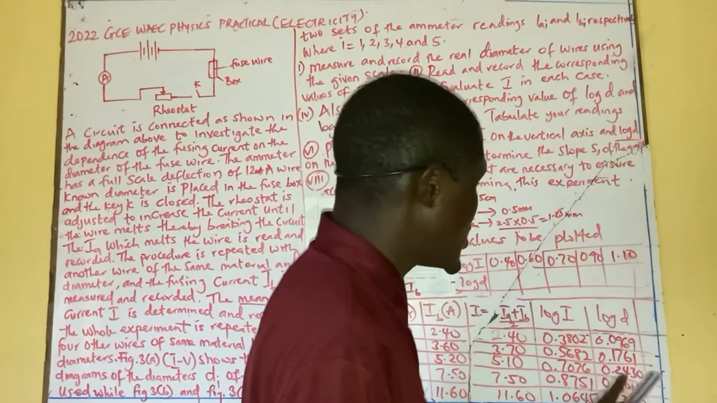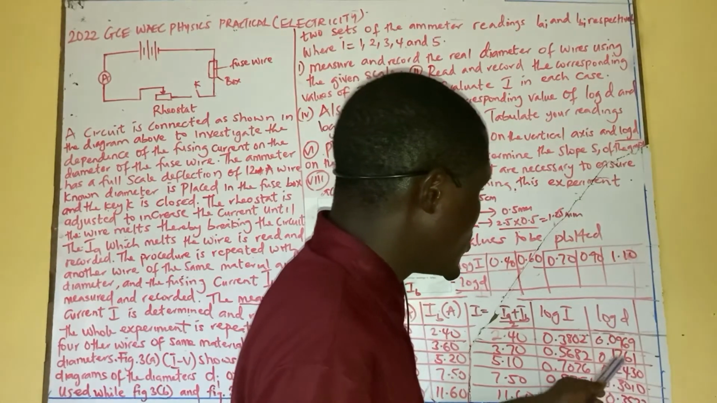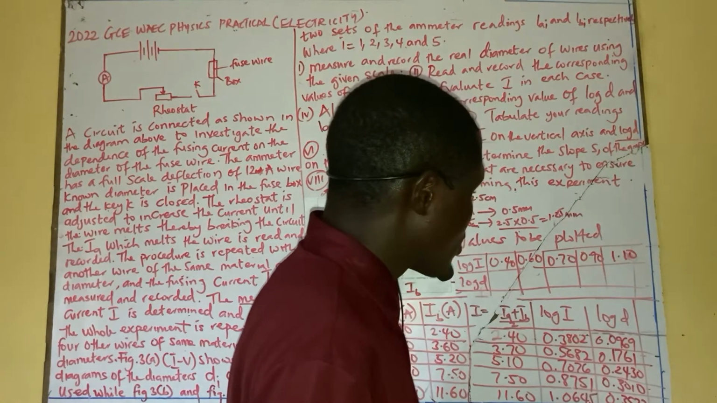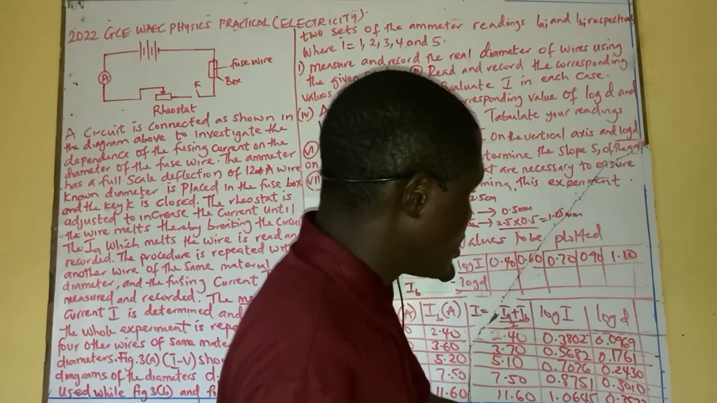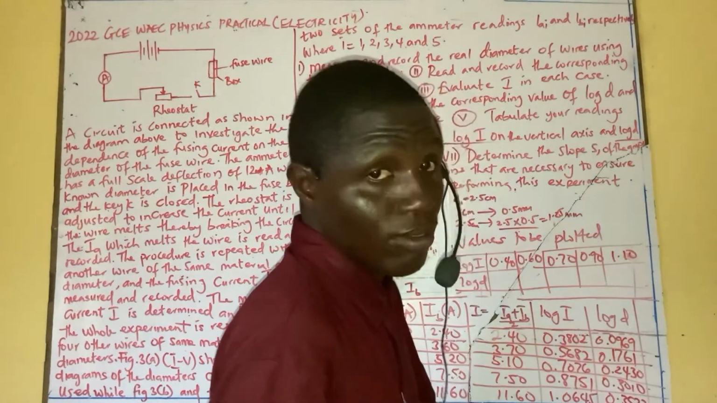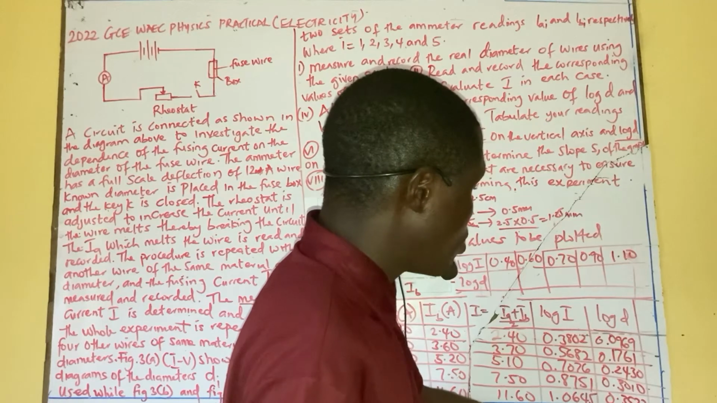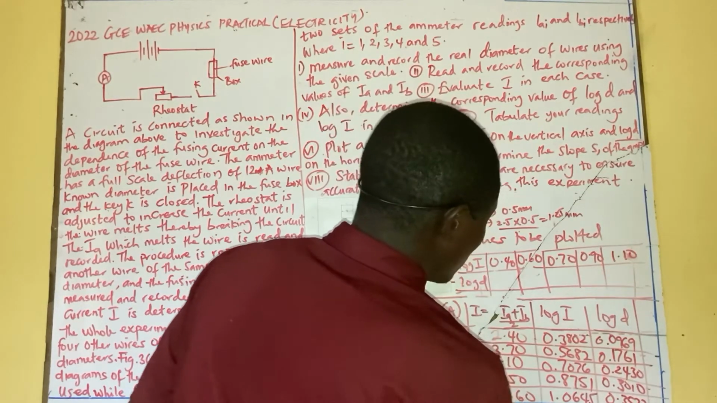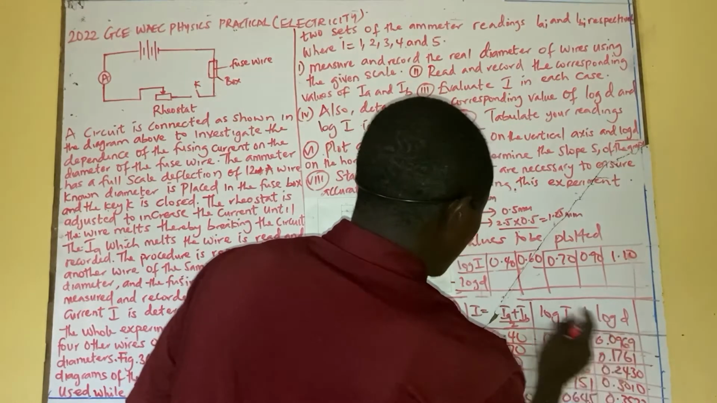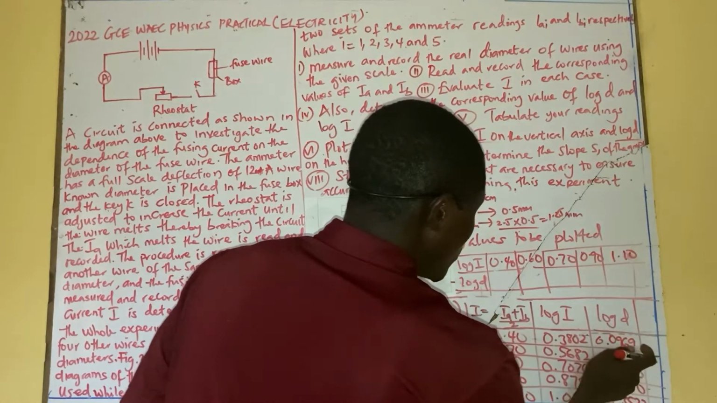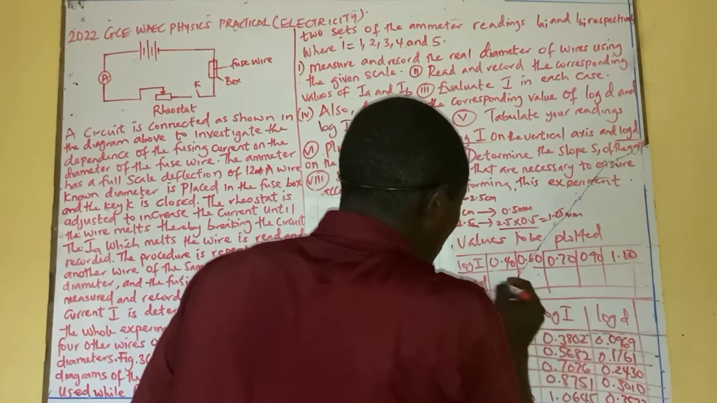The same thing applies to this one. Because this one is not getting up to 1, the highest number is 0.35, so you can decide to approximate to 2 decimal places. If I approximate this one to 2 decimal places, this is 0.10.